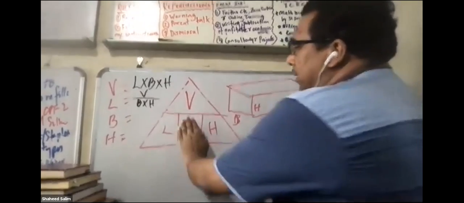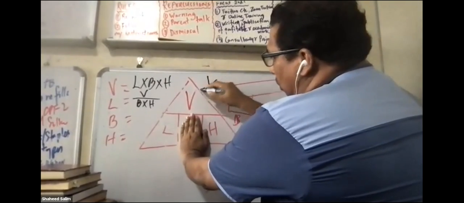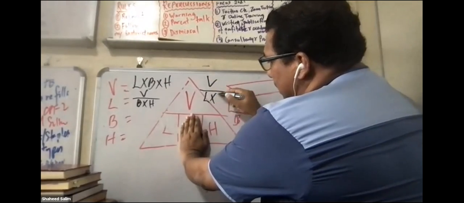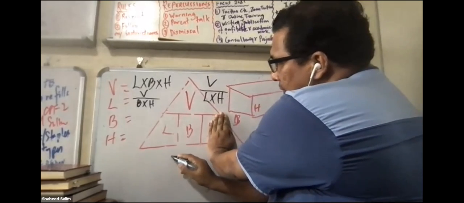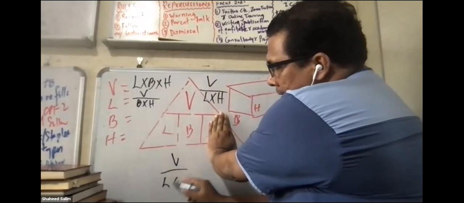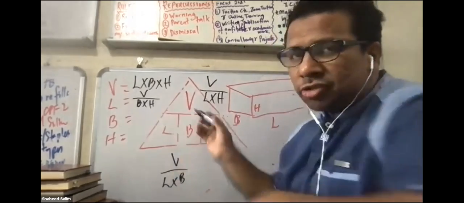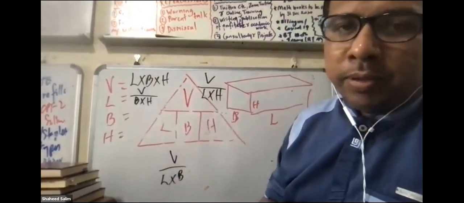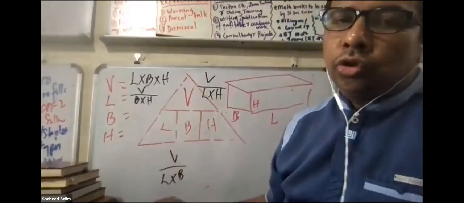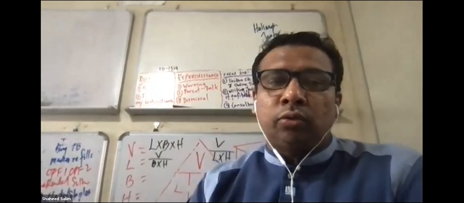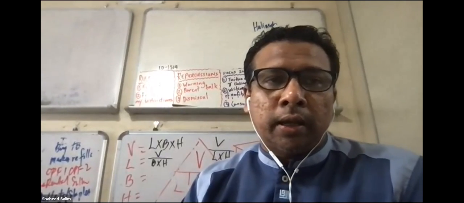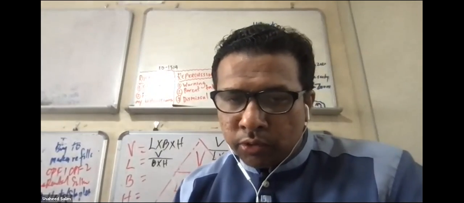So you want to find breadth: volume over length times height. You want to find height: volume over length times breadth. Now this triangle, you've got to know, because next time you'll be having other formulas. So you've got to know this. Anyway, never mind. We'll move on straight to the worksheets.